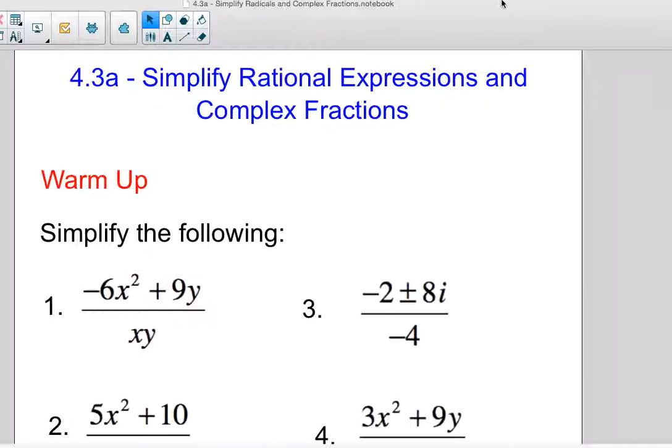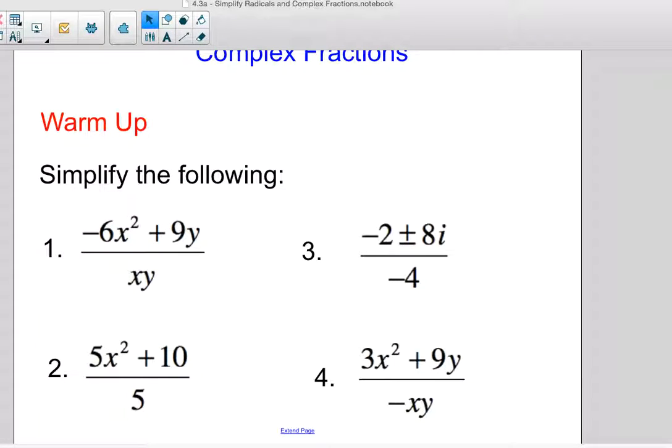So what you guys are doing today is 4.3a, 4.3b, more or less just working with rational expressions, and then equations in part B. So just do this warm-up, take a couple minutes, simplify the following, pause the video, and then once you're done, just resume it.